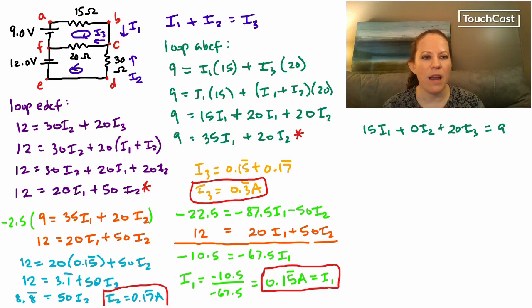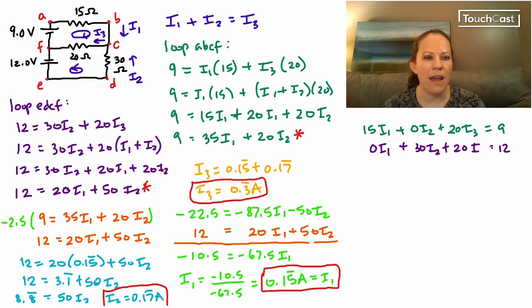And then we'll take my purple equation and do the same thing. It had no I1 and 30I2 plus 20I3, and it equals 12.